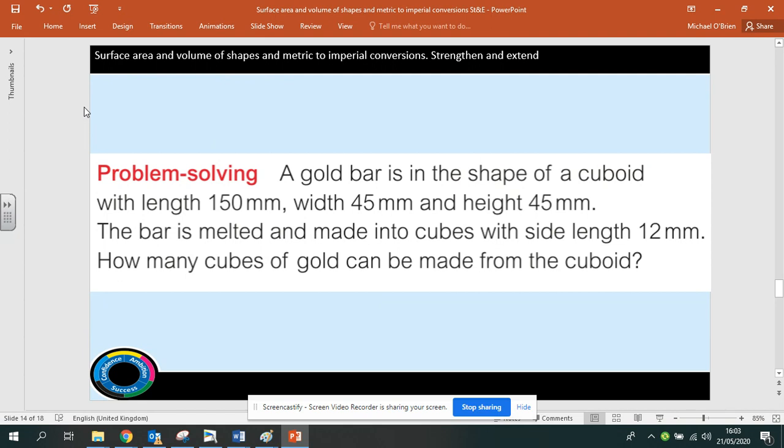Okay, a gold bar in the shape of a cuboid with a length of 150 millimeters, width 45 millimeters, height 45 millimeters. The bar is melted down and made into cubes with side length 12 millimeters. How many cubes of gold can be made from this cuboid? Okay, volume question. Let's get started. Pause the video and work out your answer and turn it back on when you've got one.